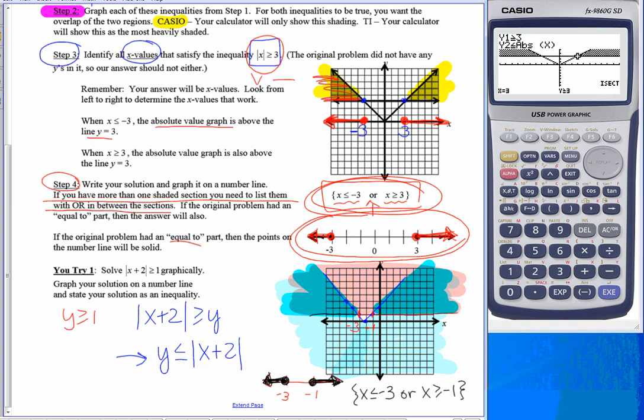You can see the overlapping is the darkest shaded parts. My graphs crossed at negative 3 and at negative 1. So I wanted to the left of negative 3 and to the right of negative 1. I put solid dots because I could equal those numbers also. And then when I wrote my inequality, I have x is less than or equal to negative 3, or x is greater than or equal to negative 1.